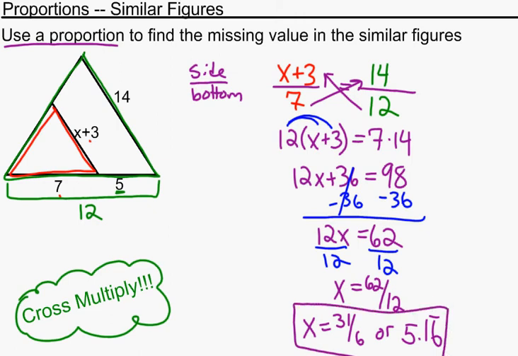So if I were to plug that value back in here for x, I could find out what the length of that missing side of my triangle actually is.